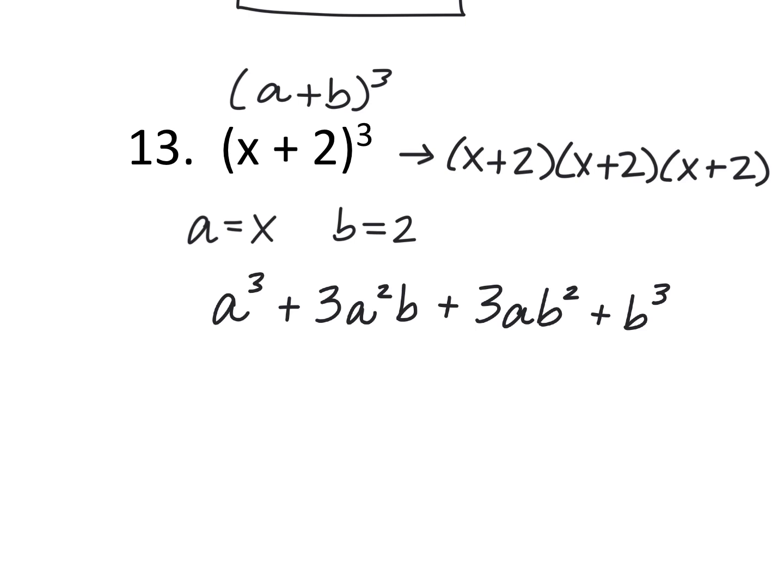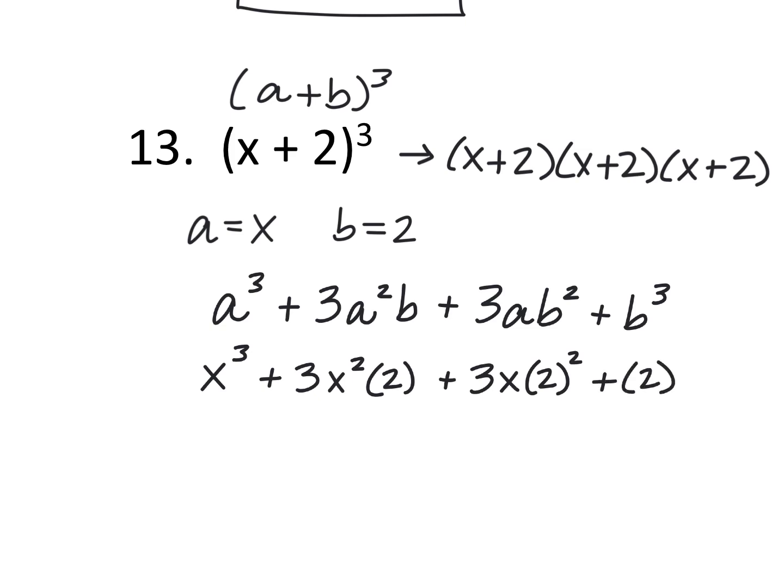All right. Plugging in, a to the third would be, that's an easy one, x to the third. And we'll use parentheses for the rest. So plus 3, it's x squared, because it's a squared, times b, so 2. Plus 3a, which is x, times b squared, which is 2 squared, which we'll deal with in a second, plus b to the third, which is 2, so 2 to the third power.